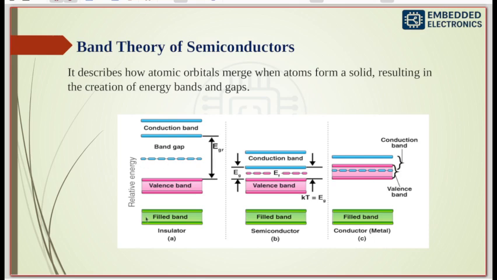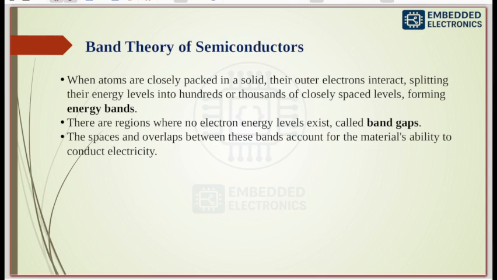Now, how to remember whether it is an insulator, semiconductor or conductor? Remember, in an insulator, a big band gap. But in a semiconductor, a small band gap. In a conductor, there is no band gap.